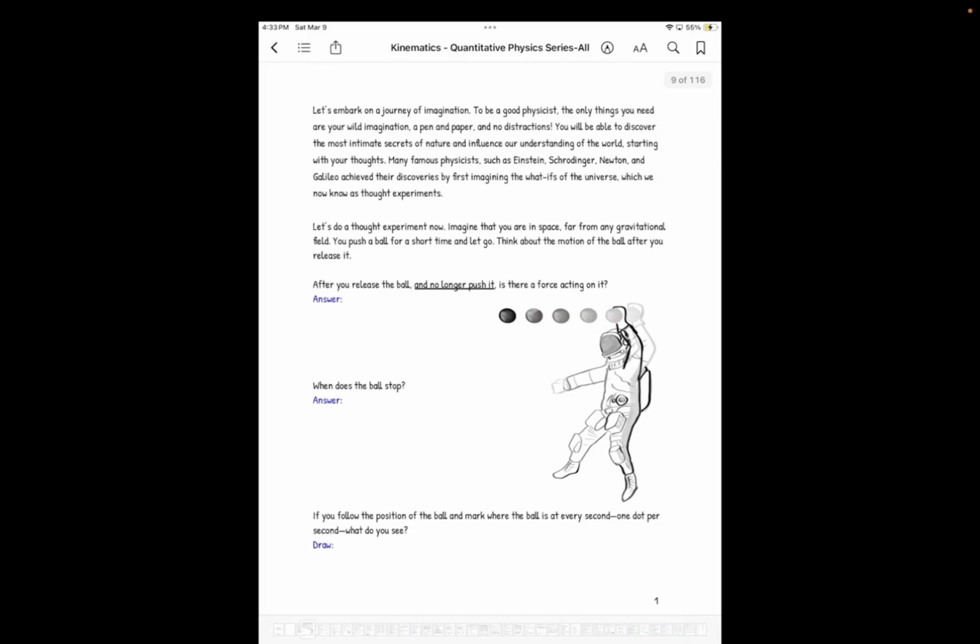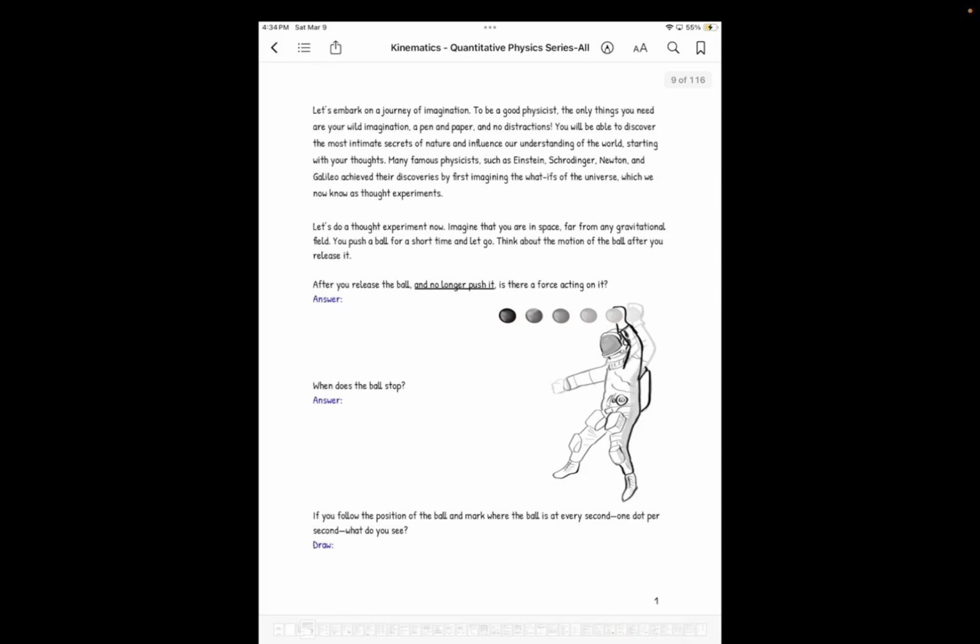So why do you think it would be in a straight line? Because there's no force acting on it. Okay, so in order for it to change direction, you think there should be a force acting on it, right? Yeah. Okay, so that's really, really good. Very good. So the ball would not stop, right? Unless a force acts upon it.